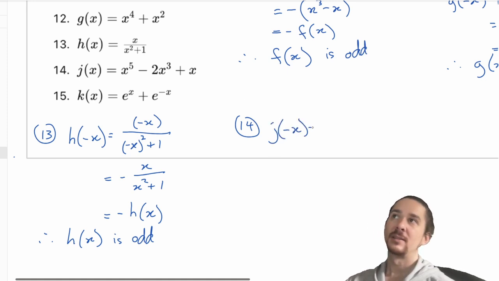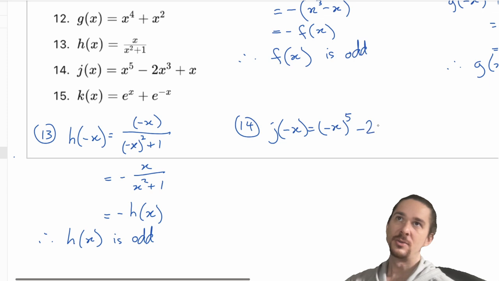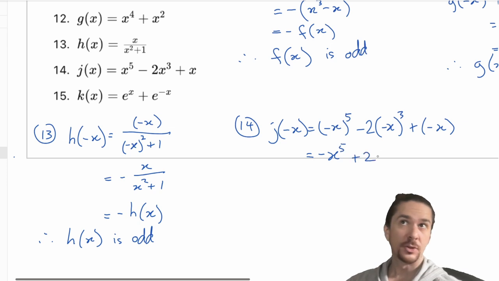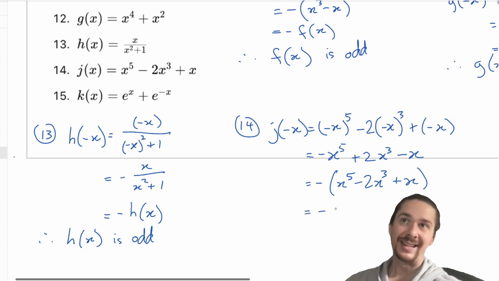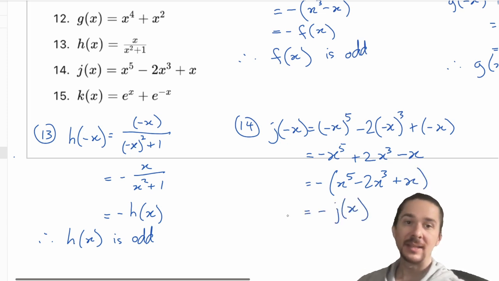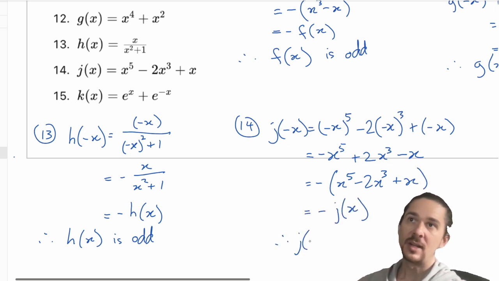j of negative x is negative x to the 5 minus 2 times negative x cubed plus negative x. A negative number to an odd power gives us a negative answer. So we have negative x to the 5 plus 2x cubed minus x, which is minus x to the 5 minus 2x cubed plus x, which means it's the negative of j of x. Since j of negative x equals the negative of j of x, therefore j of x is odd.